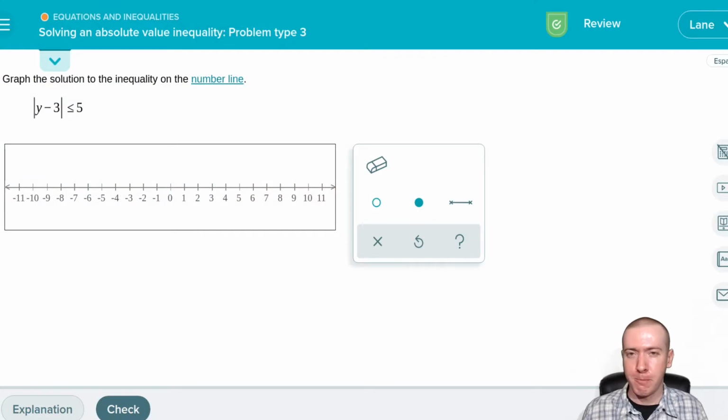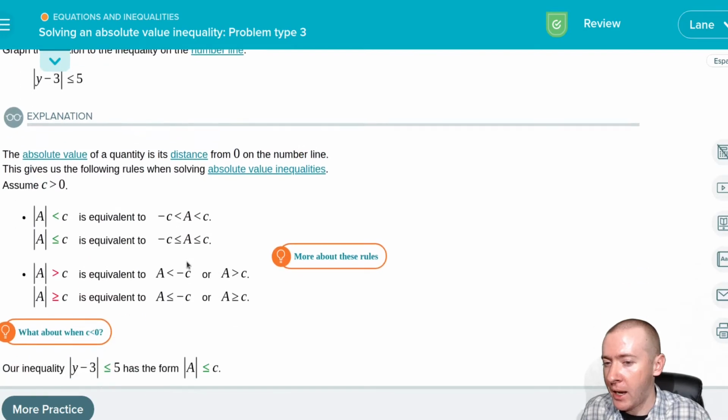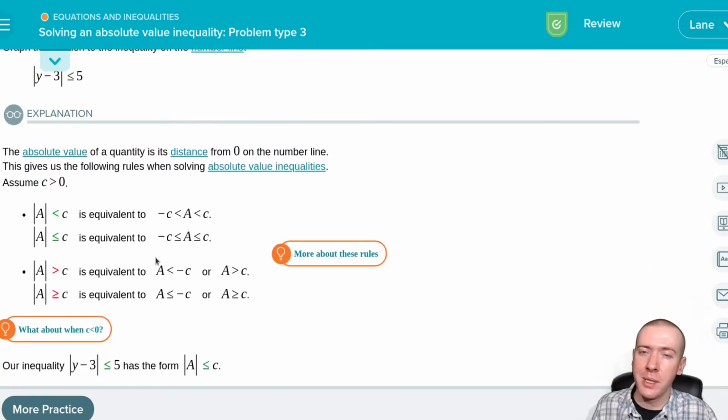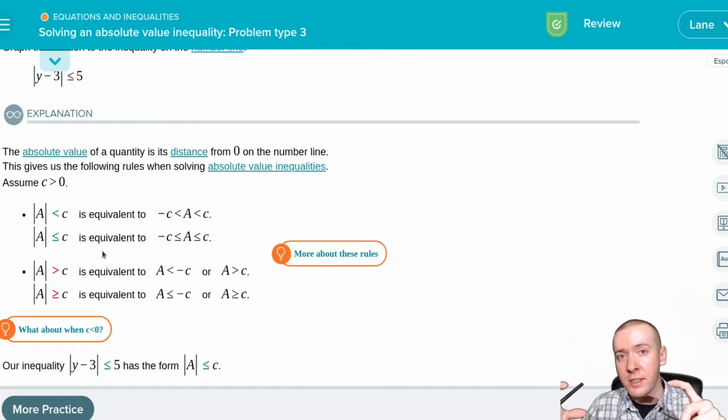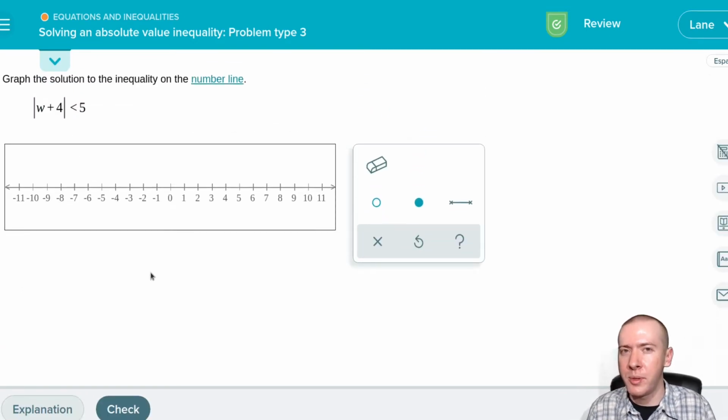Hi, I'm Lane. Let's talk about solving an absolute value inequality problem type 3. Problems like this. The way that I'm going to show you how to solve this is not going to be like this explanation, because I've seen that oftentimes students try to memorize this exact paragraph, and it can be confusing. So I'm going to show you the way that I like to do it, and I hope that this is a little bit more helpful.